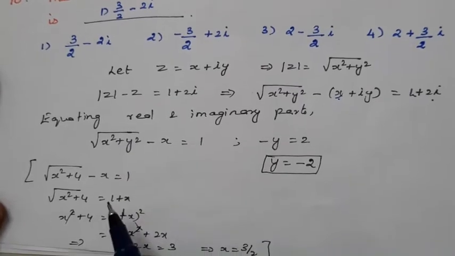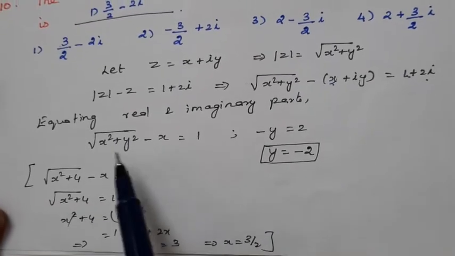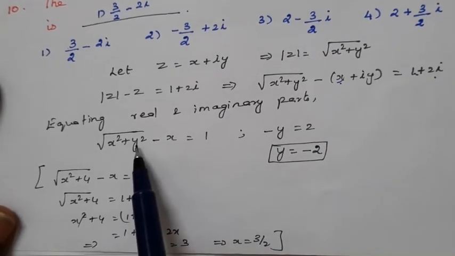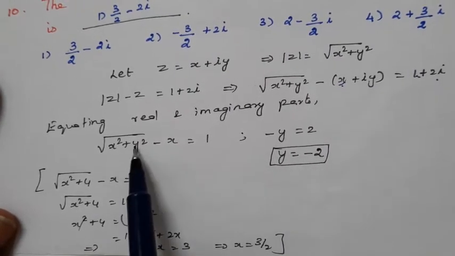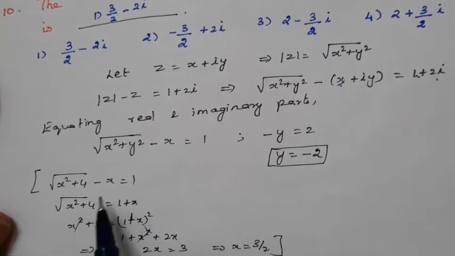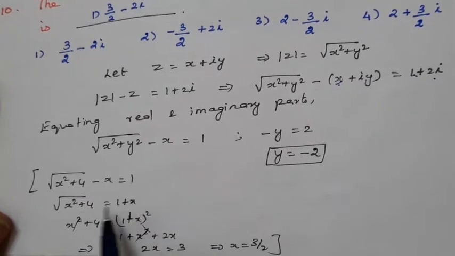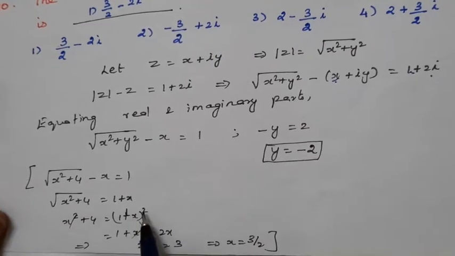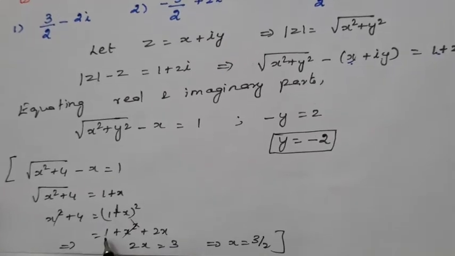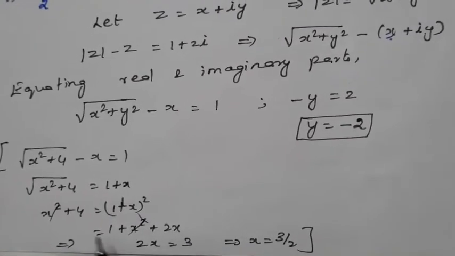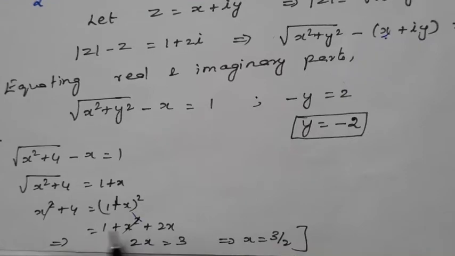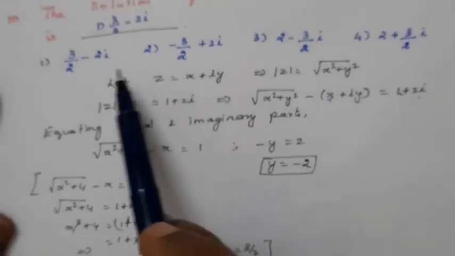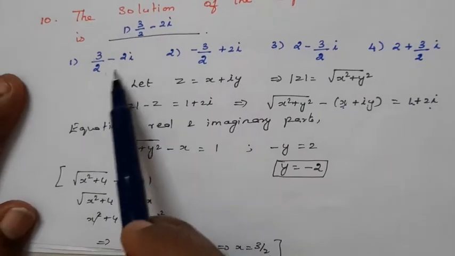So if you want to get the real part too, we can substitute y as minus 2 here to get the value of x. On substituting y as minus 2, y squared will become 4. Root of x squared plus 4 is equal to, moving this, it will become 1 plus x. To get rid of this square root, let us square on both sides. So (1 plus x) the whole squared on expansion gives 1 plus x squared plus 2x. So x squared and x squared will get cancelled, or 2x is equal to 3, x is equal to 3 by 2. So what would be z now? 3 by 2 minus 2i. So which option is correct? First option.